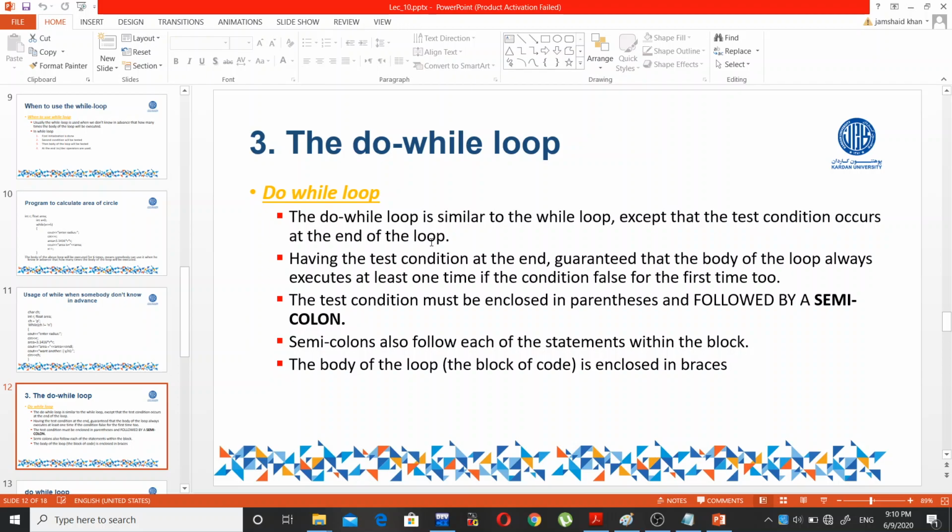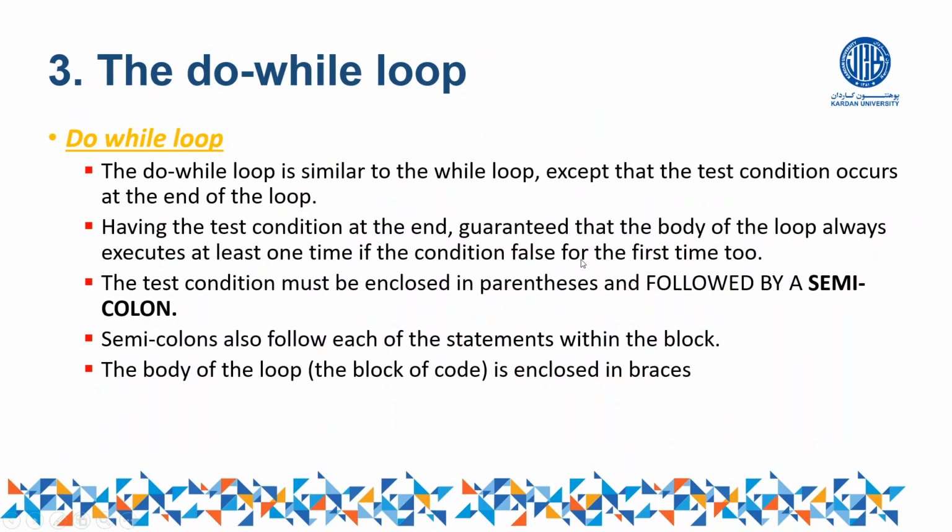We will see that the testing condition comes at the end of the loop. Having the test condition at the end guarantees that the body of the loop always executes at least one time, even if the condition is false the first time.